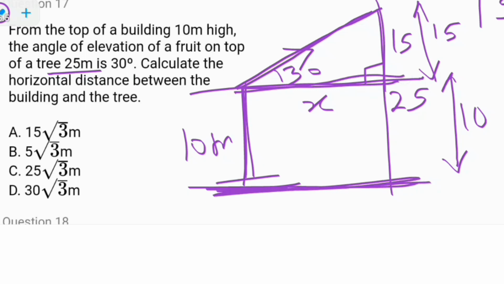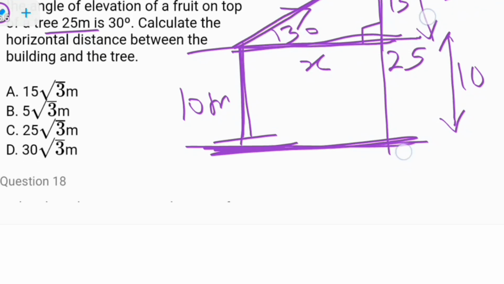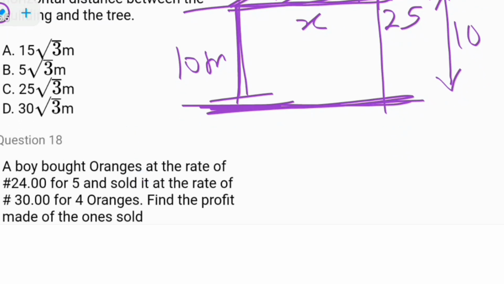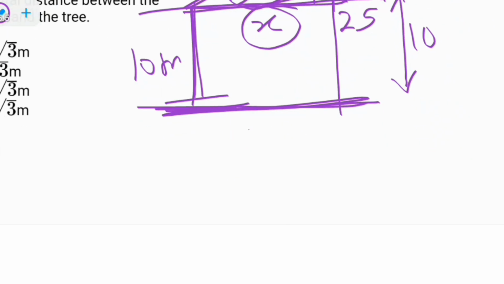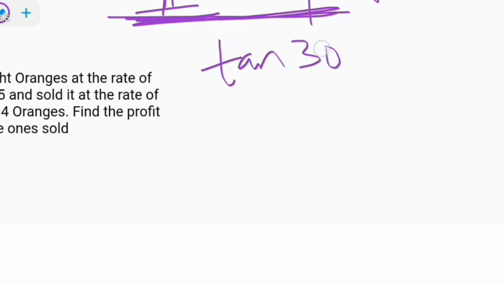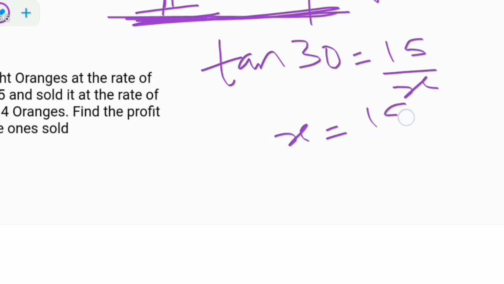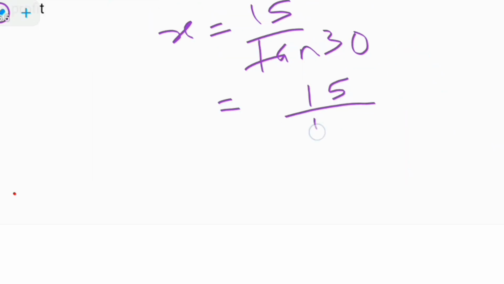So if you do that, you can use your tan. As you can see from here, this is the opposite and this is the adjacent. So tan 30 is equal to 15 over x. I'm looking for x. So x is 15 over tan 30. Tan 30 is 1 over root 3.